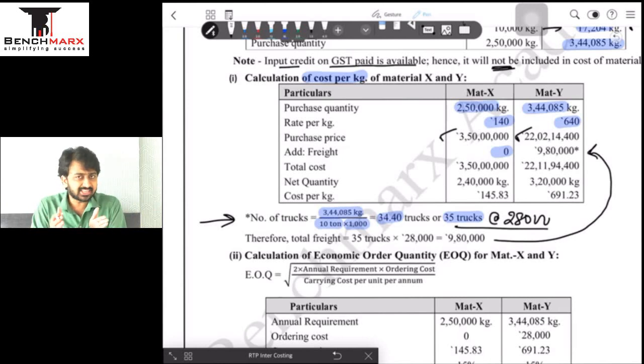material Y. As I said, this cost is not incurred per kg, but whatever freight cost we have for the whole year, as I said, freight is a part of my cost. So whatever is the freight I'm going to pay for the entire year, it is my job to include that in the numerator. Okay, so my freight is also covered here, 980,000.